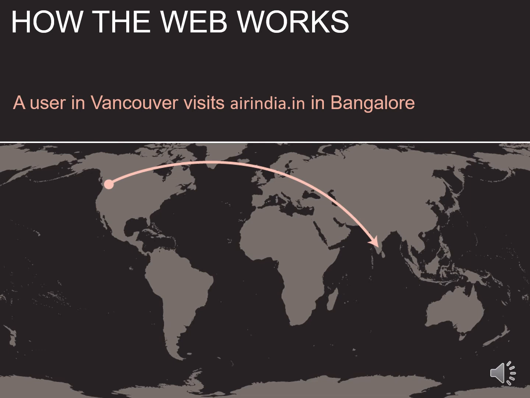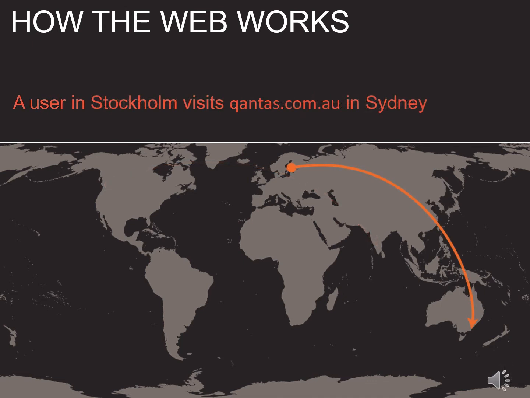So here we first show you that a user can access web pages located in any place over the world. For the first example, a user in Vancouver visits leader.in in Bangalore. The second example shows a user in Stockholm visiting charters.com.au in Sydney, from Europe to Australia.